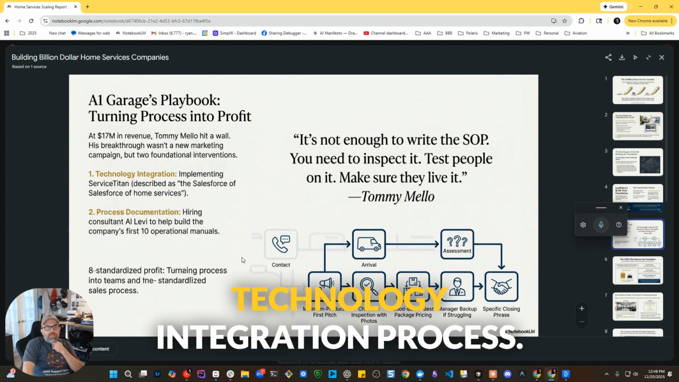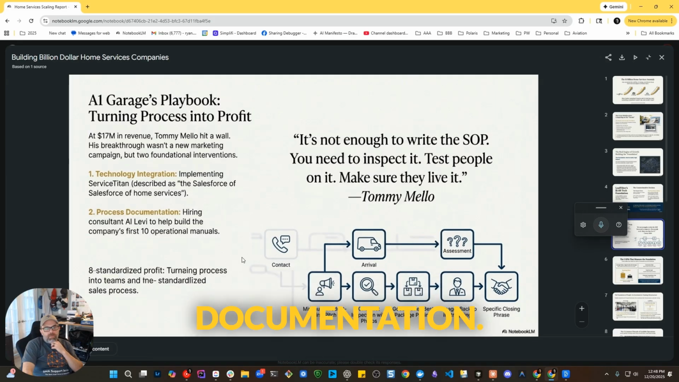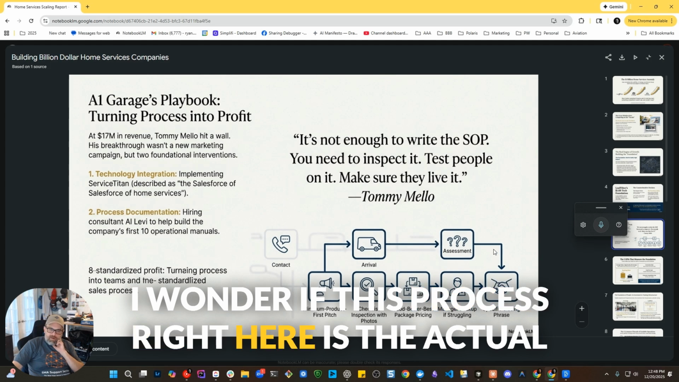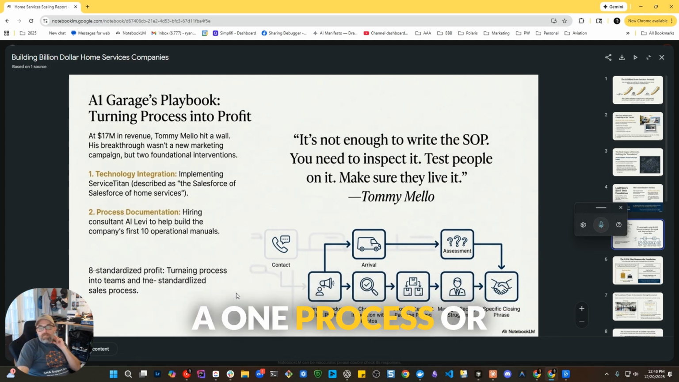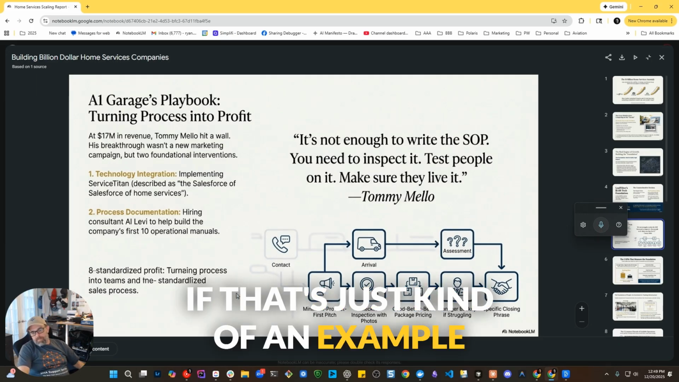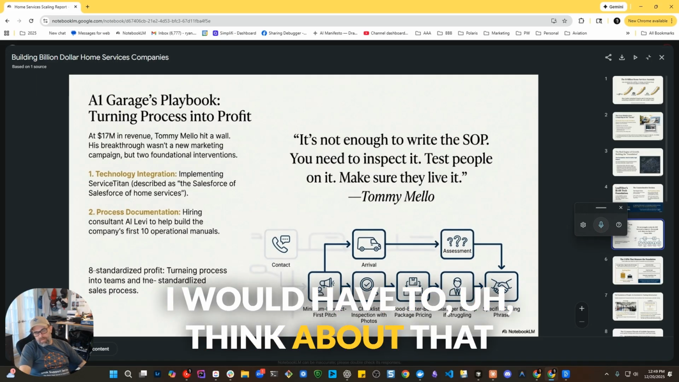A1's playbook, technology integration, process documentation. Mm-hmm. Love it. Now, I wonder if this process right here is the actual A1 process, or if that's just kind of an example implementation. I would have to think about that one a little more.